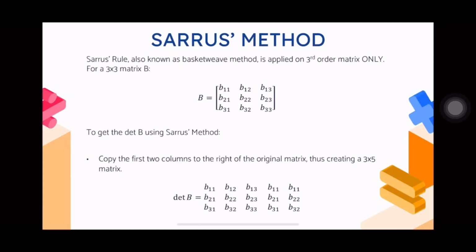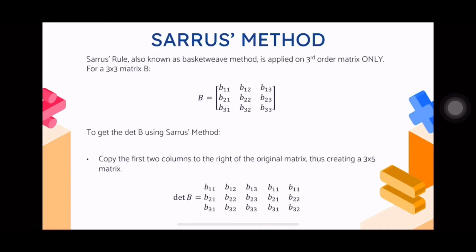Our second method is the Sarrus method, or the rule of Sarrus, or Sarrus's rule, which is also known as the basket weave method, or yung basket method natin ng high school, which we apply on third order matrices only. So for a 3x3 matrix B, for example, with its entries as follows, ito na yung entries natin.